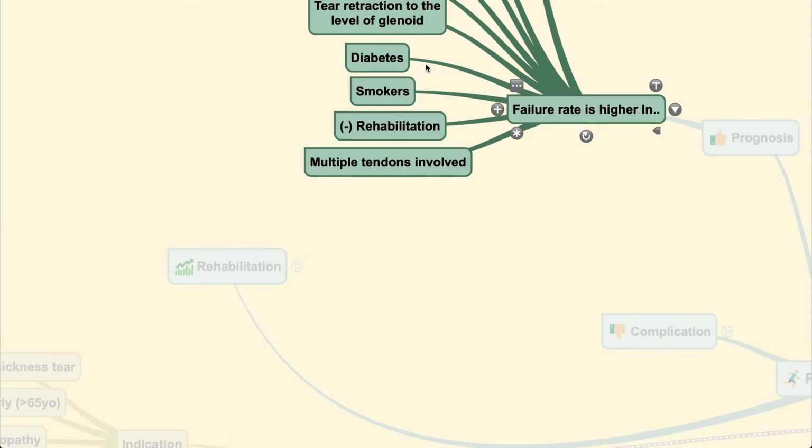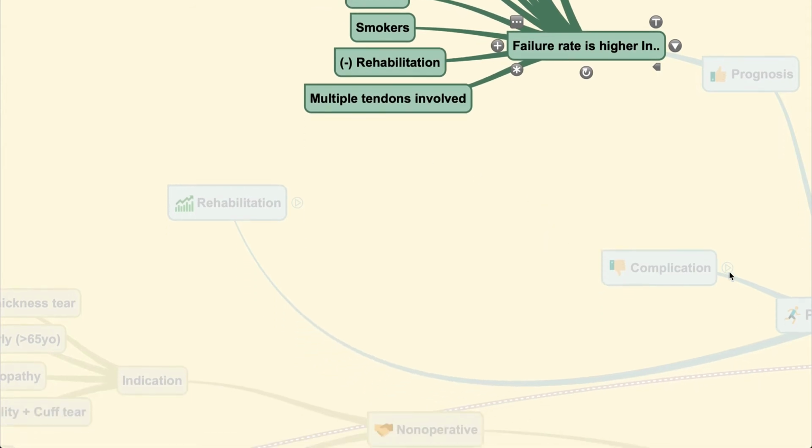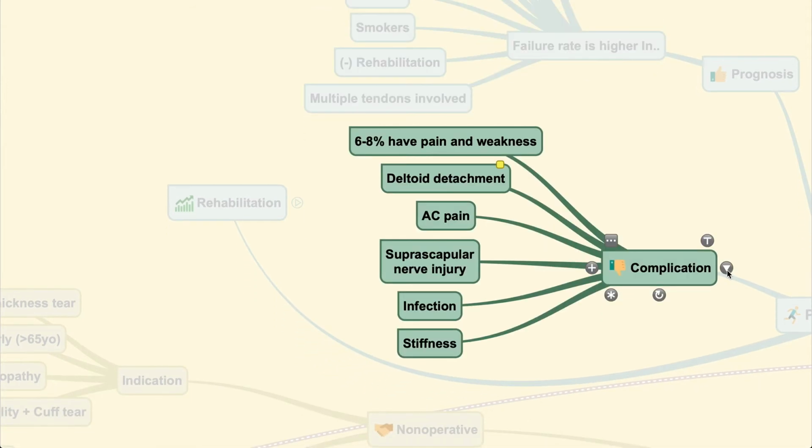bad, or associated with poor outcomes, if the patient has diabetes, is currently smoking, does not do any rehabilitation, and multiple tendons are involved. After knowing the prognosis, you should also be aware of the complications which may occur following the surgery. Sometimes 6 to 8% of patients may have pain and weakness following surgery.